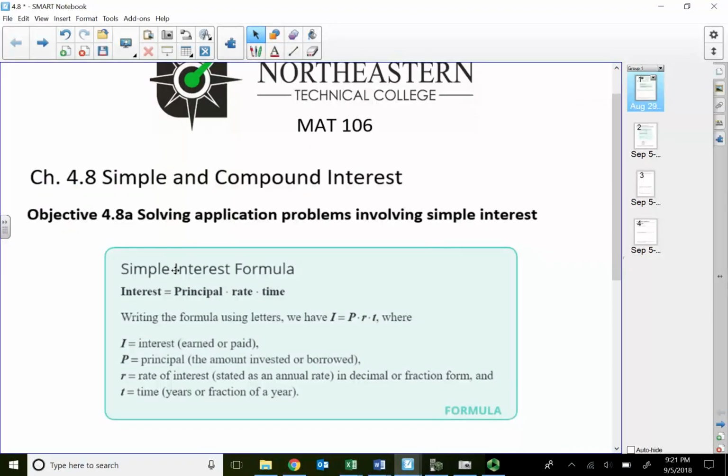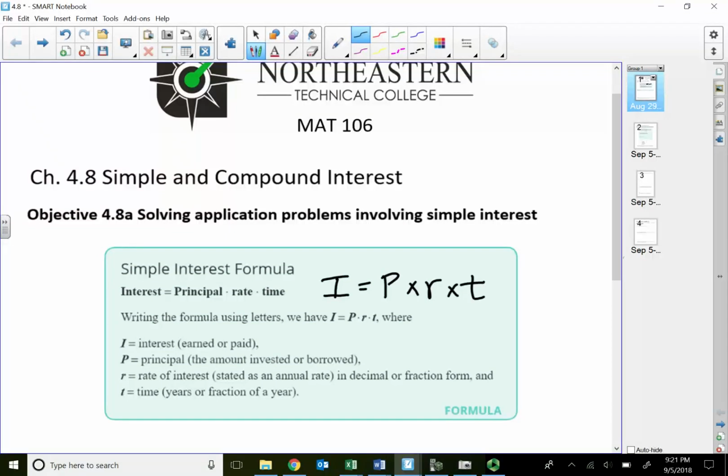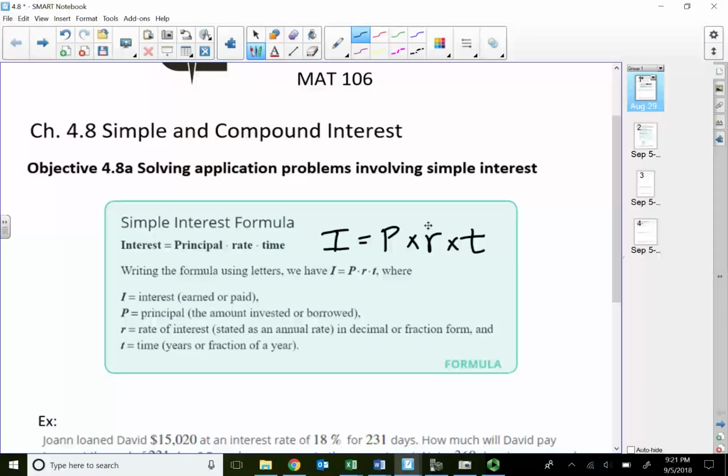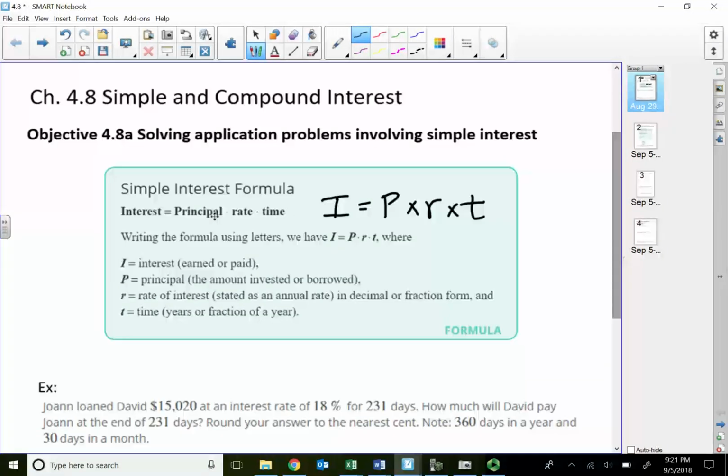So what's a simple interest? A simple interest is basically a formula that says your interest is equal to principal times your interest rate times time. Simple interest is the most fundamental formula involving finance. Anything regarding borrowing money, the basic foundation is using this formula.